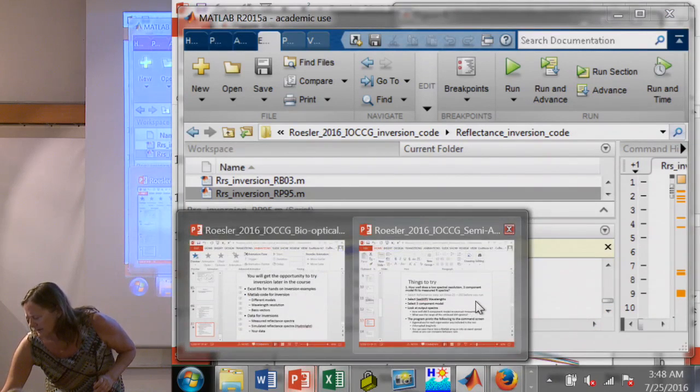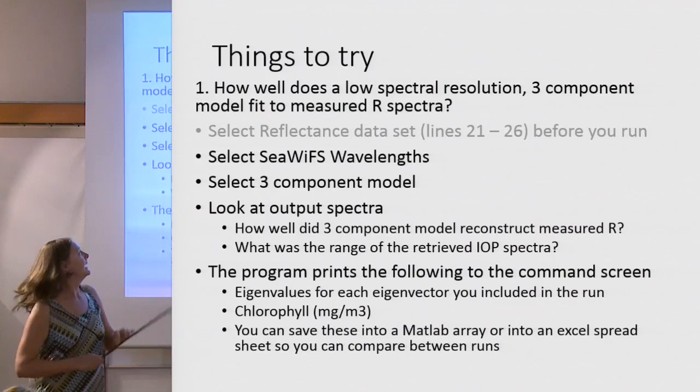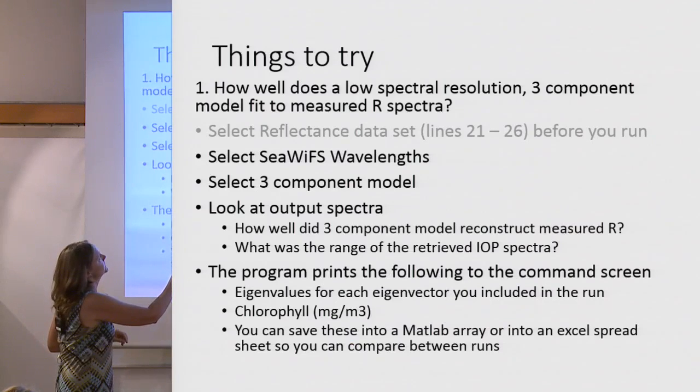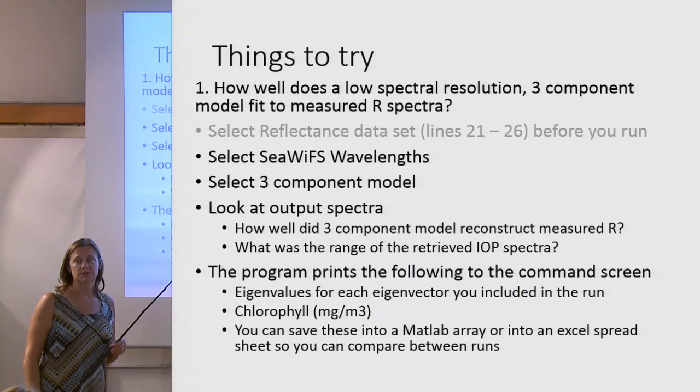So we can ask that first question. How well does a low spectral resolution 3-component model fit to the measured reflectance spectrum? What do you think? Is the modeled reflectance close to the measured reflectance in those inversions? Usually. Yeah. But just seeing like some wavelengths that we don't see. But that's all the wavelengths you have. That's the satellite. So does it fit the measurements? Yeah, it fits quite well.